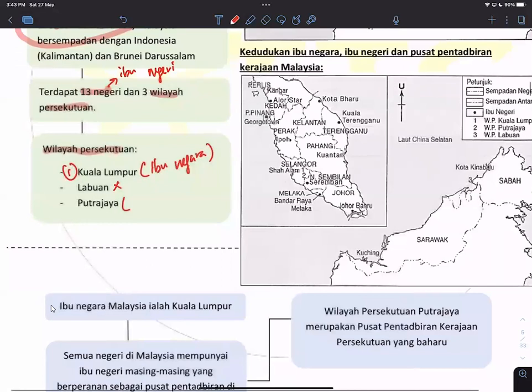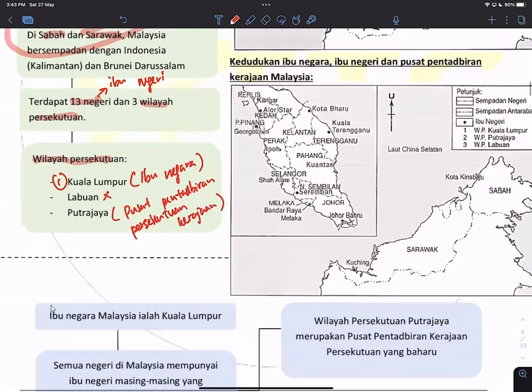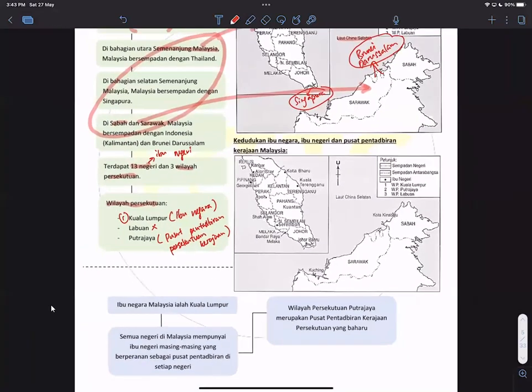Yeah, so guys, what is the term for Putrajaya? Our central government. Pusat Pentadbiran Persekutuan Kerajaan. Pusat Pentadbiran Persekutuan Kerajaan. Okay, so the remaining ones, I'm not going to refer anymore. All the negeri and ibu negeri and the three wilayah persekutuan, no longer learning. So the part 4 is the easiest. So just need you guys to memorize.